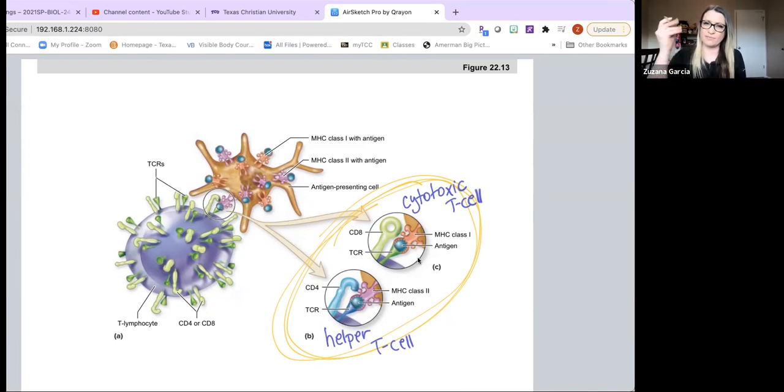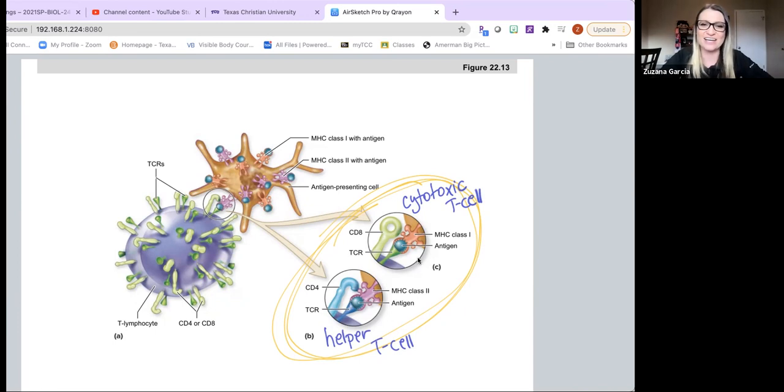The way I remember that cytotoxic T cells have the CD8 co-receptor is that the word cytotoxic has two O's. And if you put two O's next to each other and turn it sideways, it's an 8. I know that's a stretch, but hey, it works for me.